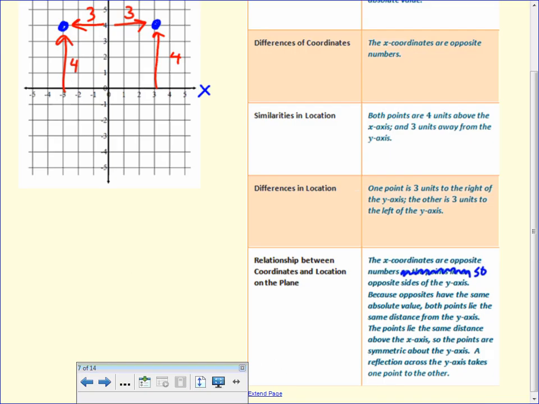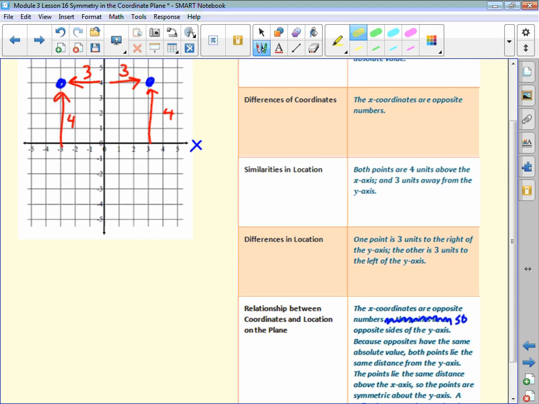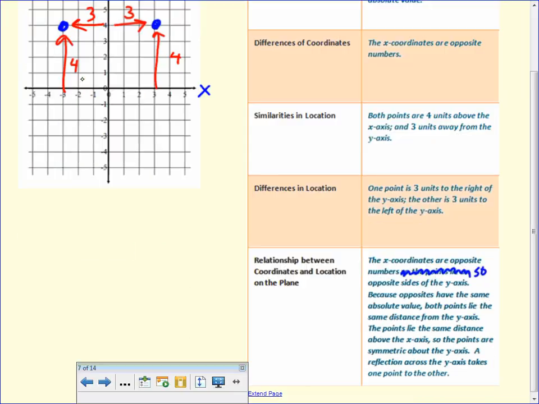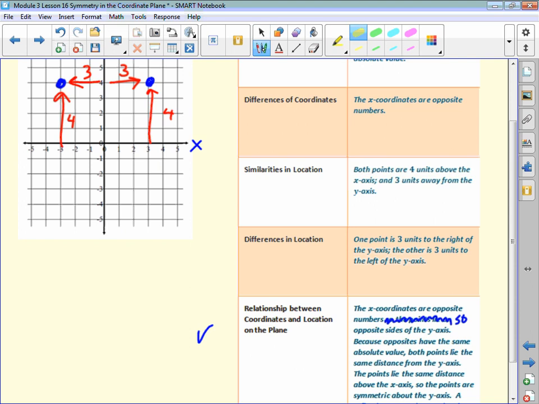So if the x's are opposite, oh come on, I just made my highlighter. So if the x, seriously.